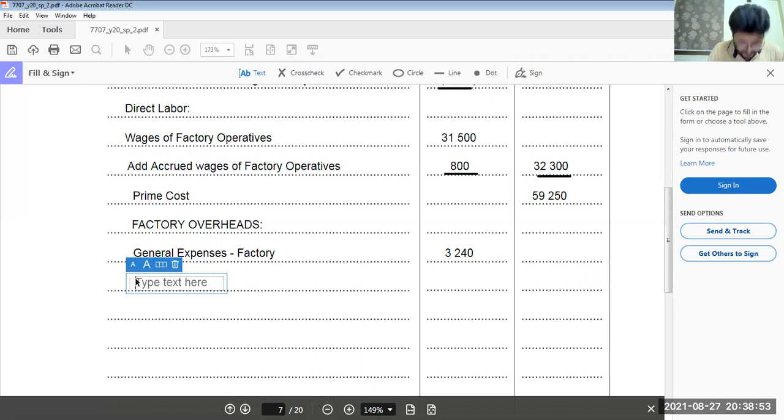Factory supervisor salary, wages of factory supervisors. This is indirect cost. It is given here with the wages 11,860. Okay. Then we have general expenses and the factory rates, 4,000 rates, 4,000.